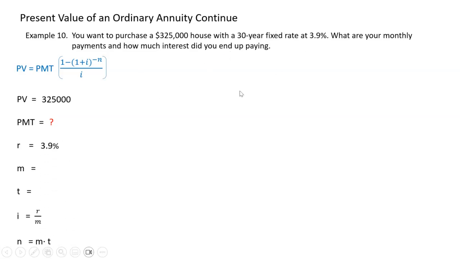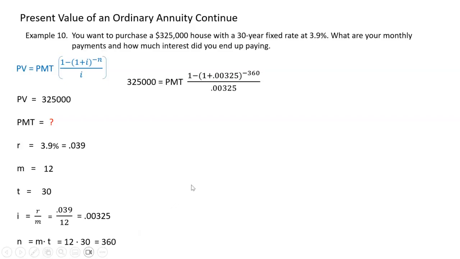The interest rate is 3.9%, which will give us 0.039. My M is again monthly, right? Because for most houses and cars, the compound rate M will be 12. The time is 30 years. So the I, which is R divided by M, will be 0.039 divided by 12, which gives us 0.00325. And the N will be 360. Every time, guys, for a mortgage, if it's 30 years, it'll be 360.